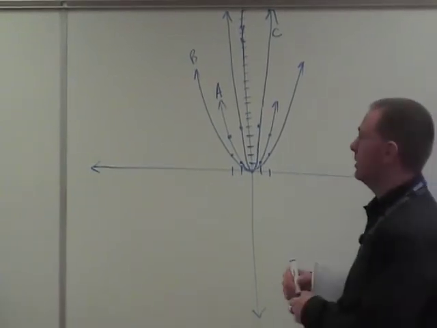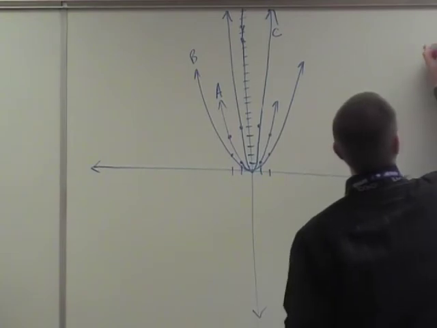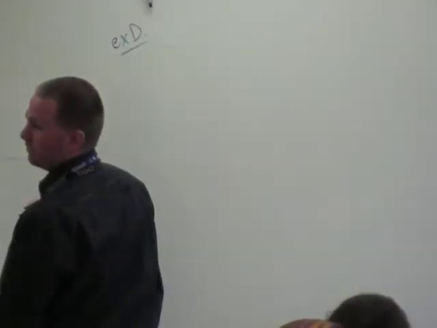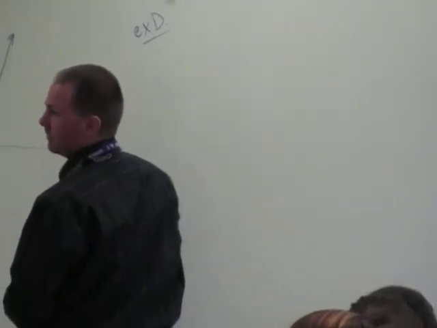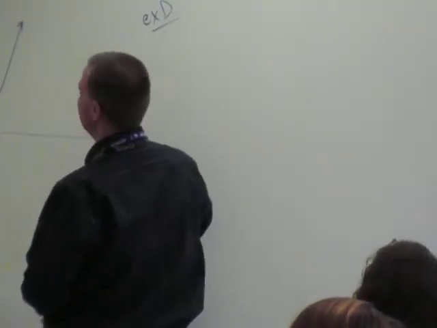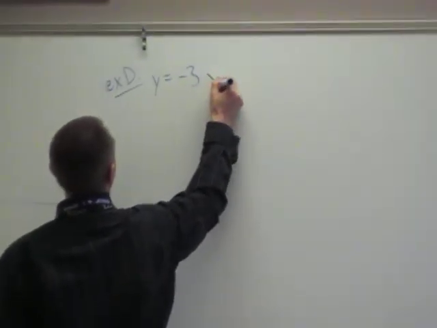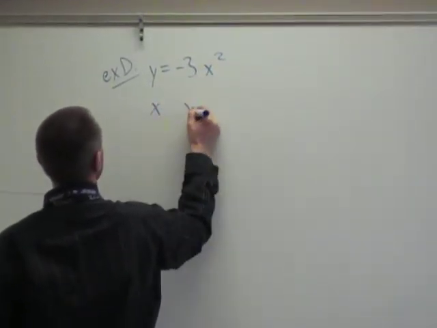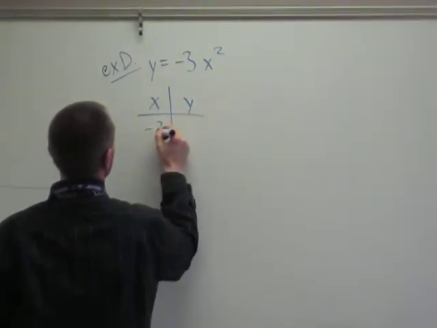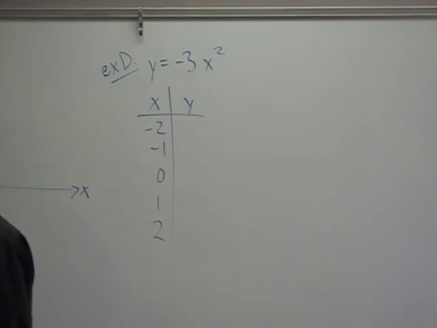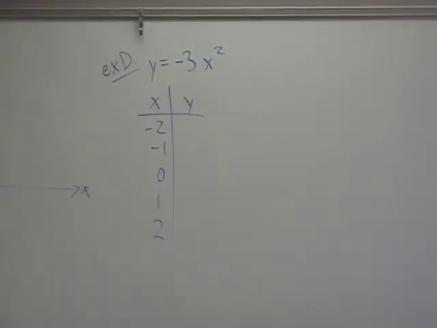Let's see if you catch on to this. Example D. y equals -3x squared. Everybody do it, and plot it.